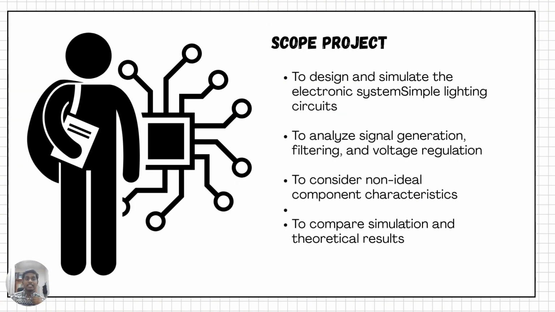The next slide is our scope of the project. This is a very important thing, as before we start anything, the scope is a main part of the project. The scope is to design and simulate an electronic system. The second is analysis of signal generation. The third is to consider non-ideal components, and the fourth is to compare simulation and theoretical results. So I'll just go through.